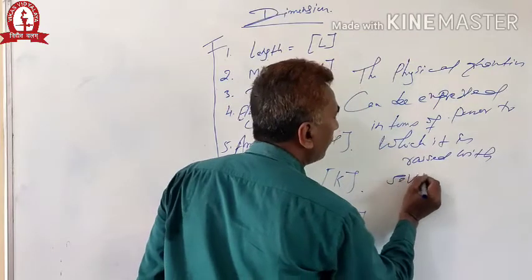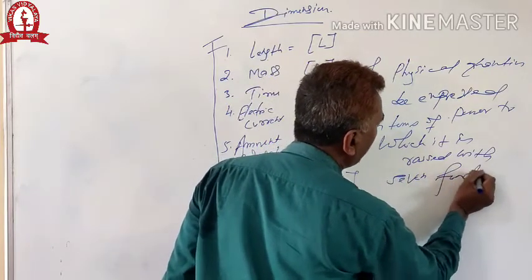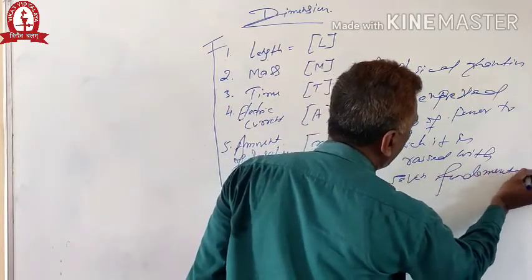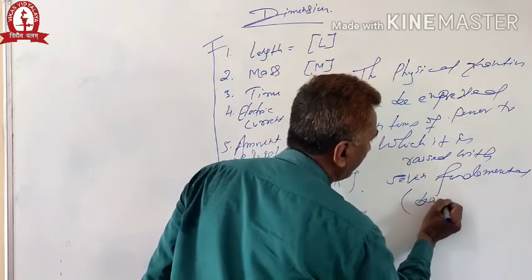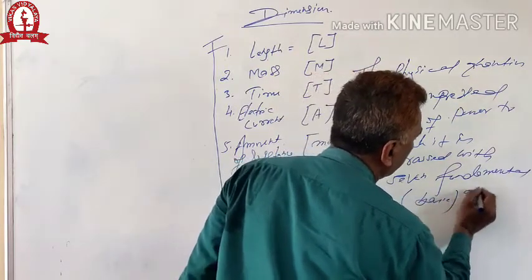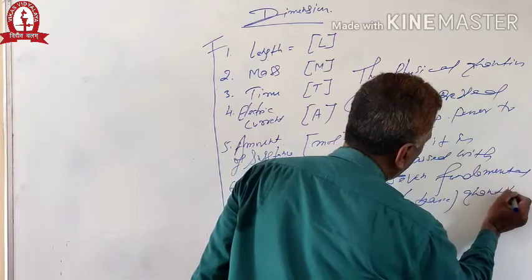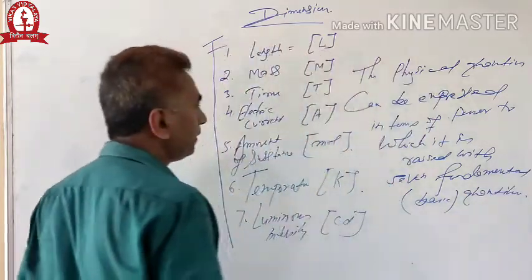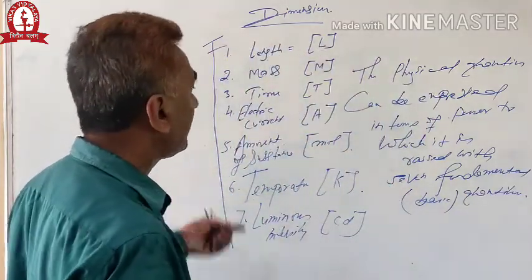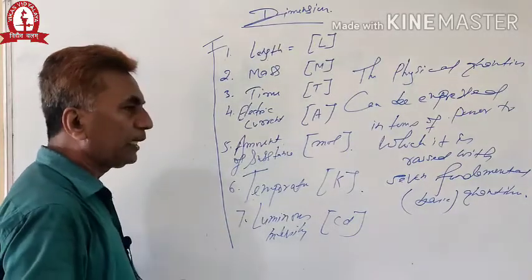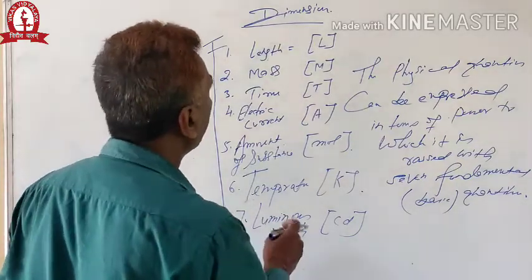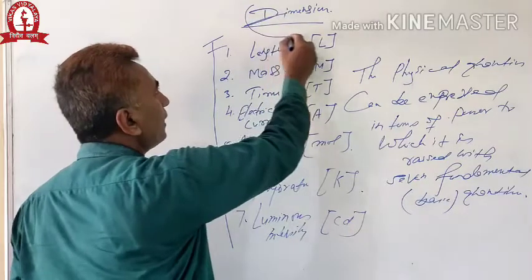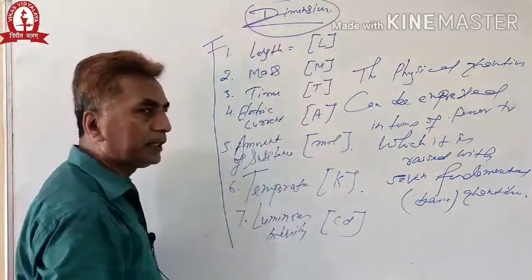with seven fundamental or the basic, both are the same thing, basic quantities. Now I will begin. I will take some derived physical quantities and see how I can write the dimensions of some physical derived quantities. Now come.